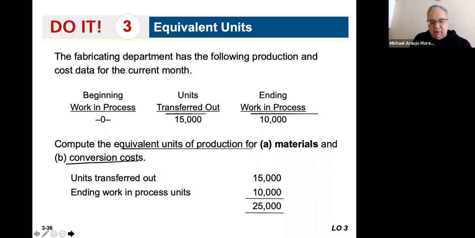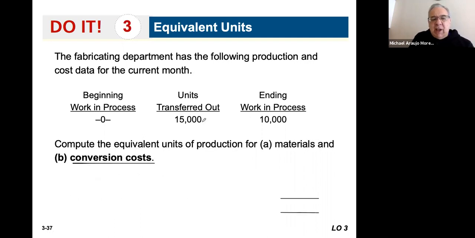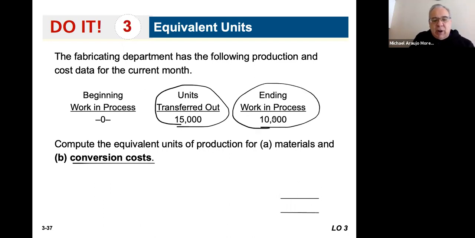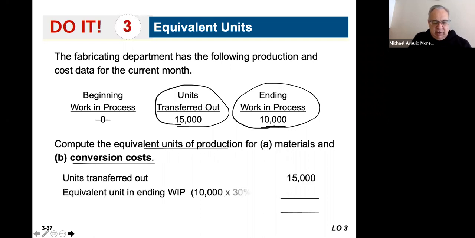For conversion costs, everything that was transferred out is completed, so all of that has everything in it. However, the book tells us that of these ending work in process units, only 30% of them have all the conversion costs included. So only 30% of these would be part of the equivalent units for conversion costs, or 18,000 units. And that is objective 3. Questions?